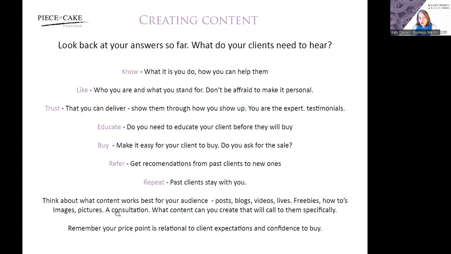So, do you need a consultation as part of your process? Whatever content you create, it's making sure that all those other bits we've covered for each of the different products and services are addressed: what do they need to hear? What do they need to see? What do they need to know? And how do they need to receive that information? And do you need to do it across all types?